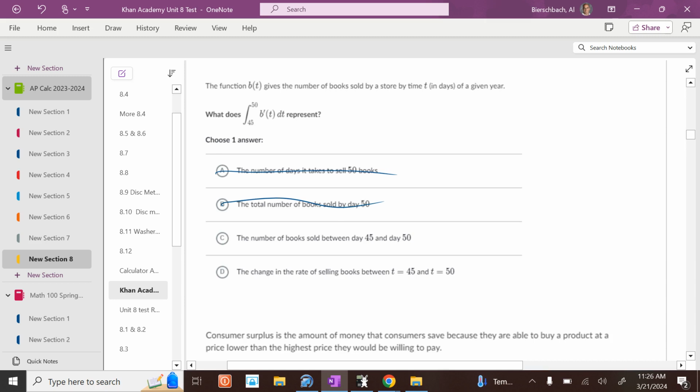The number of books sold between there, because you take the integral of the change of the amount, and it should give you the total number or rate. I think it's C, actually. Or is it D? Derivative. Yeah, so you're counting the total number that changed. If you're counting the total number that changed, then that's how many sold. I'm pretty sure it's C.